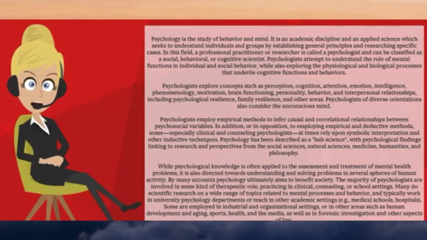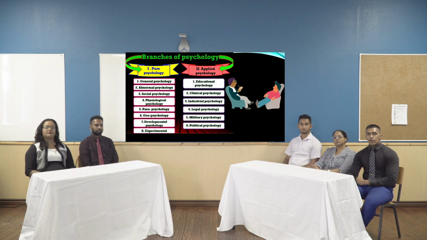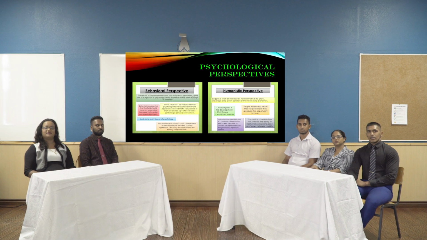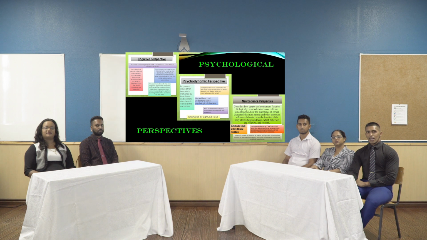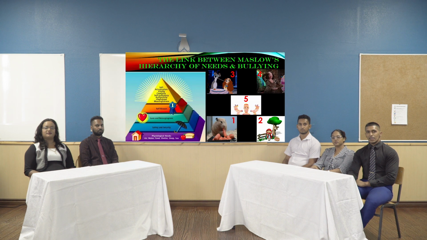Psychology is the study of behavior and mind. It is an academic discipline and an applied science which seeks to understand individuals and groups by establishing general principles and researching specific cases. Now, there are many different branches of psychology. Let's look at the link between Maslow's hierarchy of needs and bullying. Now, Maslow's hierarchy of needs tells us that our behavior is influenced by motives, which are merely hierarchical. What this means is that you cannot move to another level unless the first one is achieved.